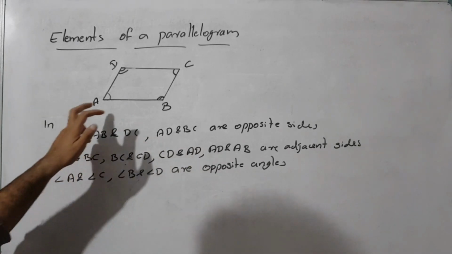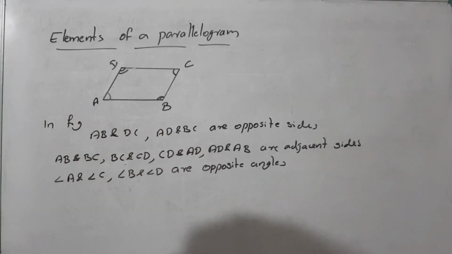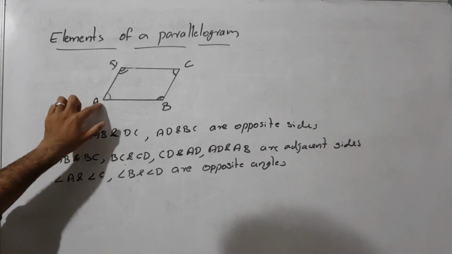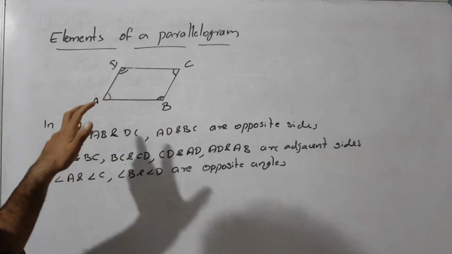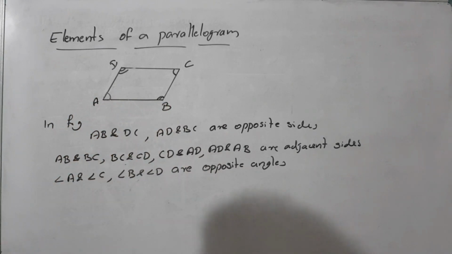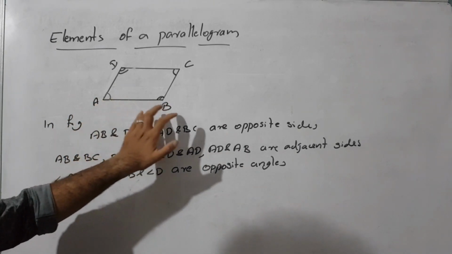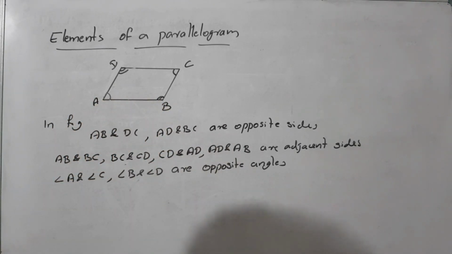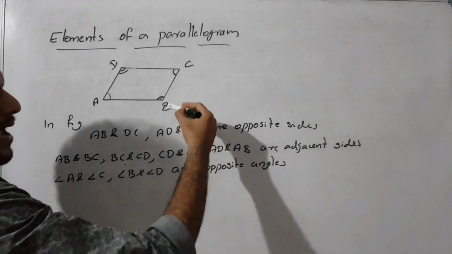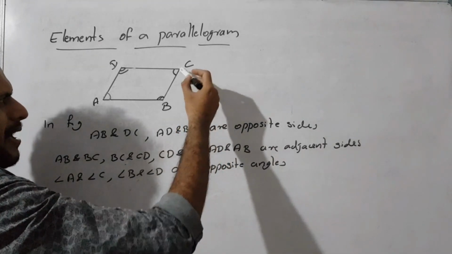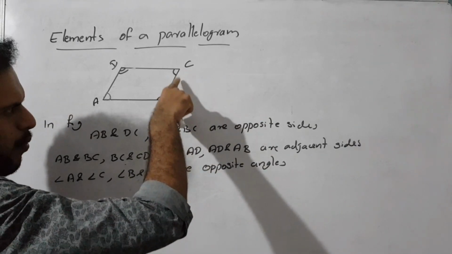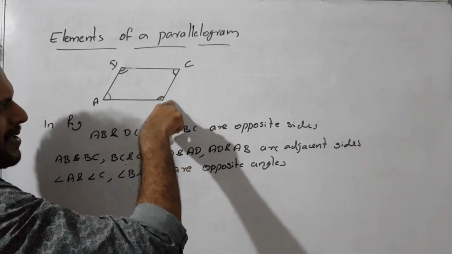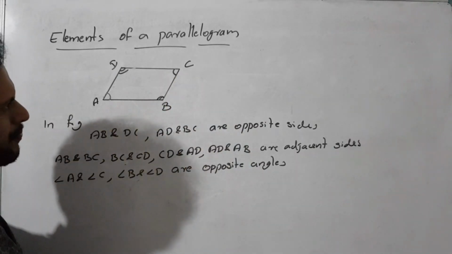So angle A and angle B are called adjacent angles. Angle A and angle B lie on the two ends of the same side. So angle A and angle B are called adjacent angles. Angle B and angle C are at the ends of the same side, correct? Same side. So angle B and angle C are adjacent.